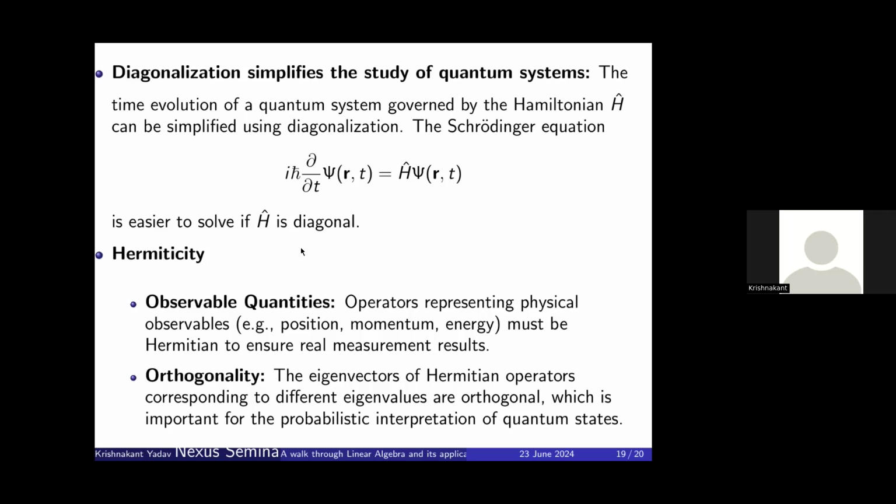So let's move on to the hermiticity. As we have discussed above, operators representing physical observables, position, momentum, and energy, must be Hermitian to ensure real measurements. Further, the hermiticity ensures real eigenvalues.